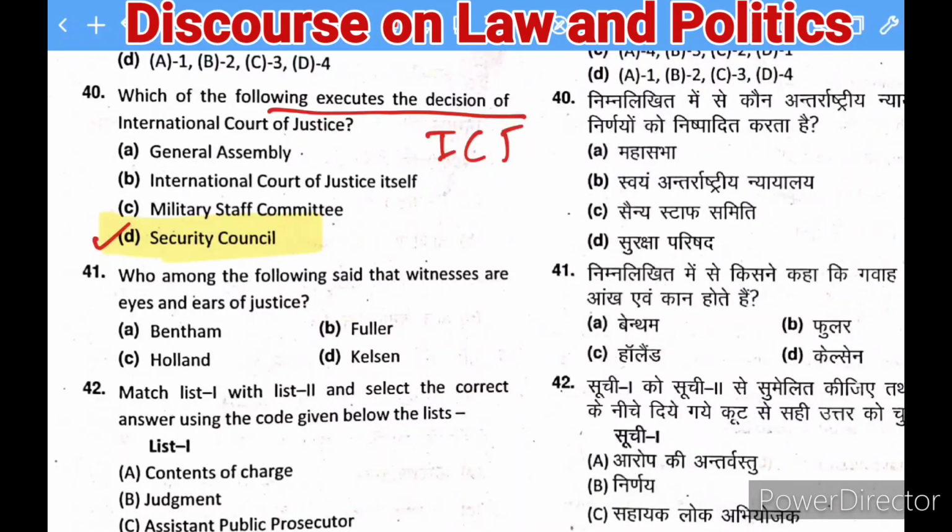Now the next question is here. Who among the following said that witnesses are the eyes and ears of justice? The options given here are Bentham, Fuller, Holland, and Kelsen. So who was the man who said so? The man who said so was Bentham. The right answer is Bentham.